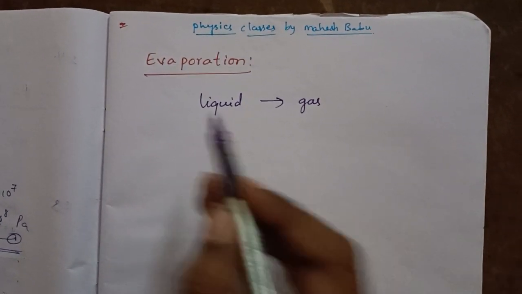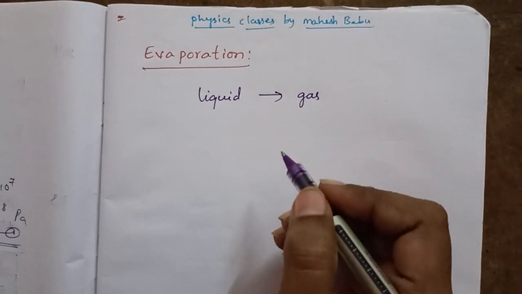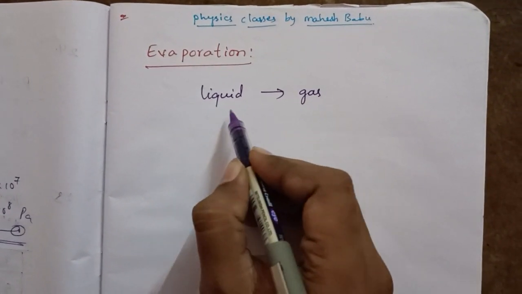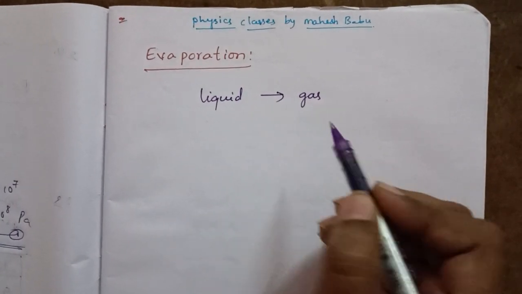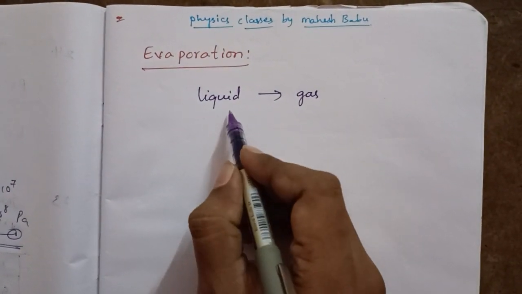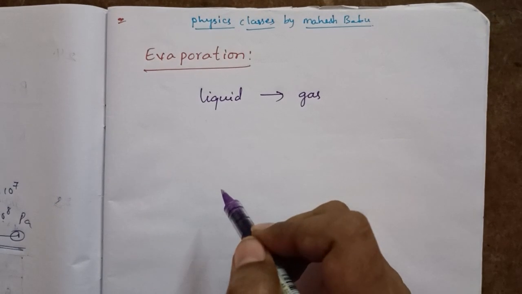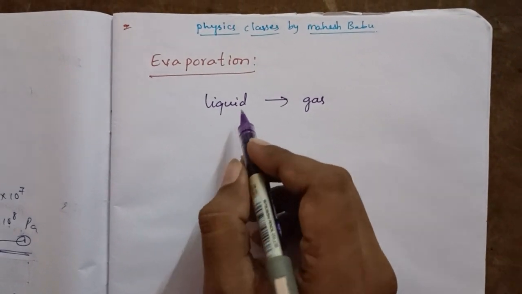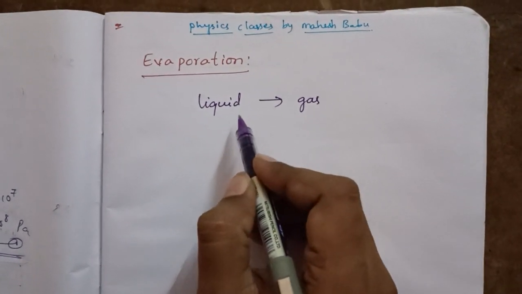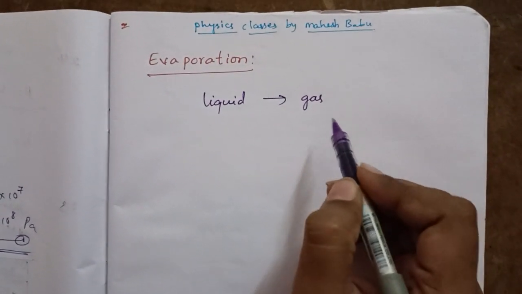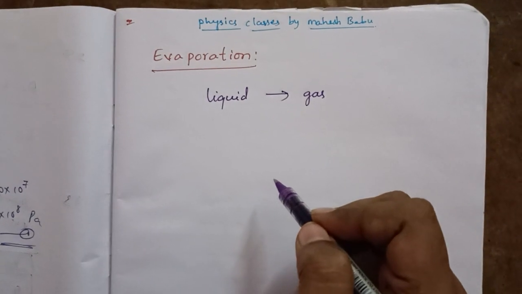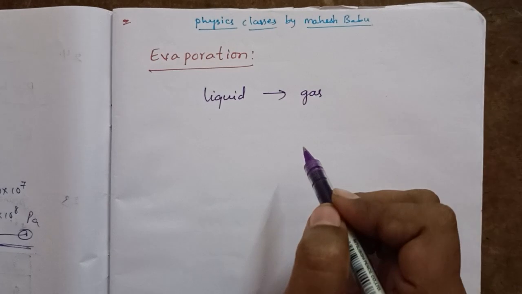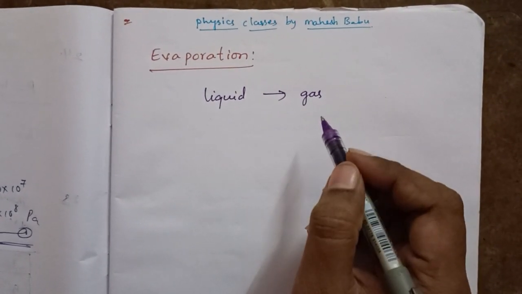Today we'll discuss evaporation. Evaporation means, generally we know, the conversion of liquid state to gas state. Liquid is converting into gas at any temperature. At any temperature, liquid is converted into gas, that is evaporation. It takes place below the boiling point.